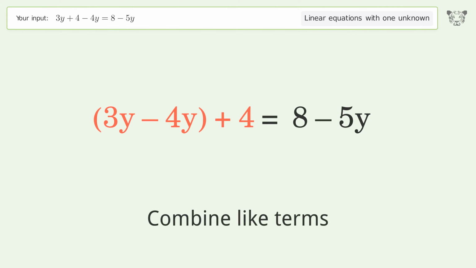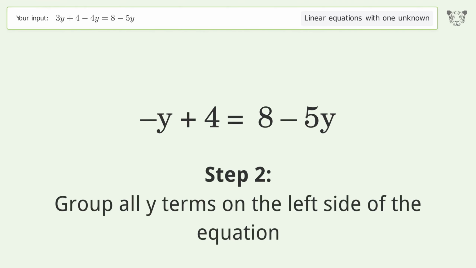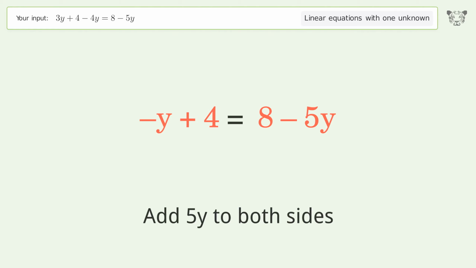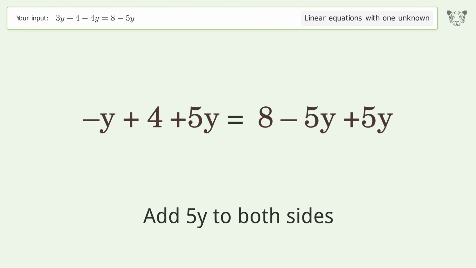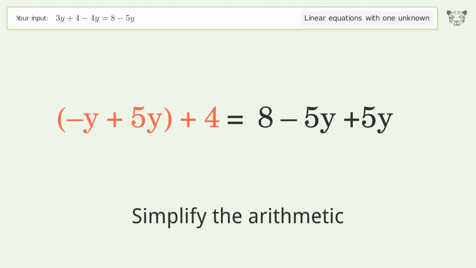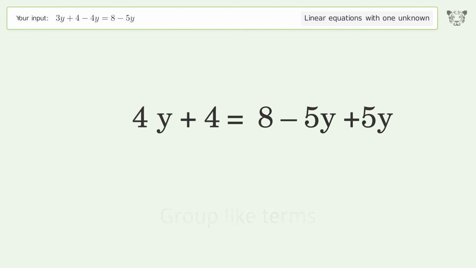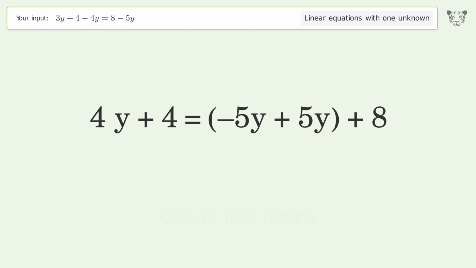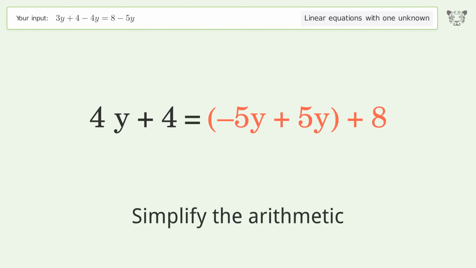Combine like terms. Group all y terms on the left side of the equation. Add 5y to both sides. Group like terms. Simplify the arithmetic. Group like terms. Simplify the arithmetic.